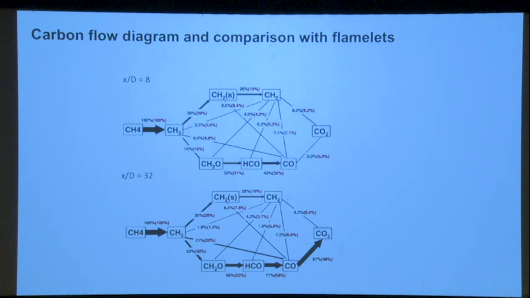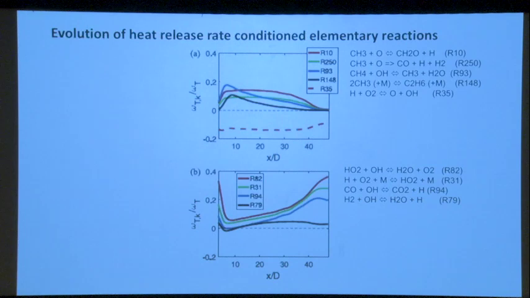And there seems to be a very large discrepancy between the laminar flame oxidation of CO downstream and the turbulent percentages. So we looked a bit closer at what was happening, and what we found is that when we conditioned the heat release rate at different axial locations, conditioned on elementary reactions that contribute to the heat release rate, most of the reactions that contribute to heat release are through this C1 pathway oxidation of the methane.